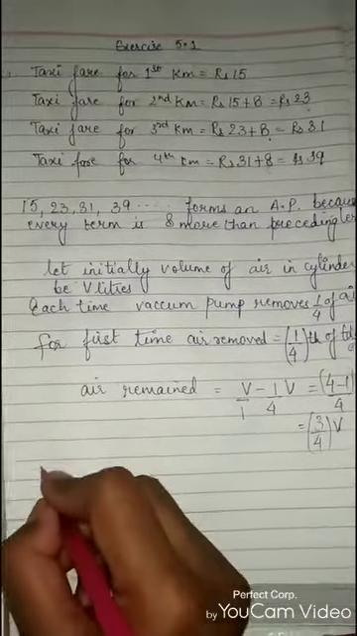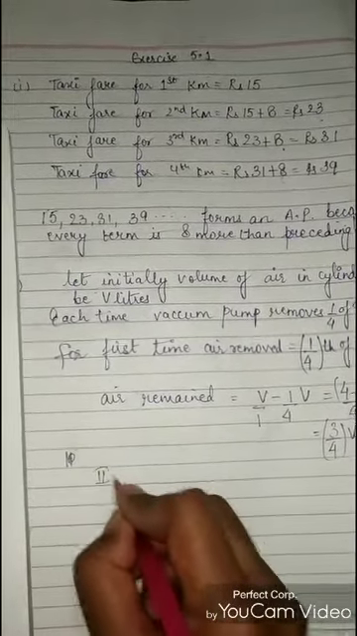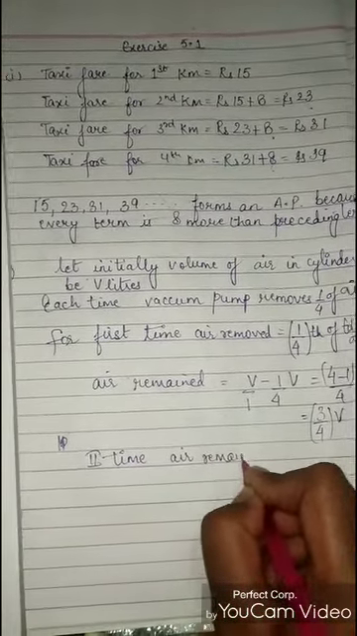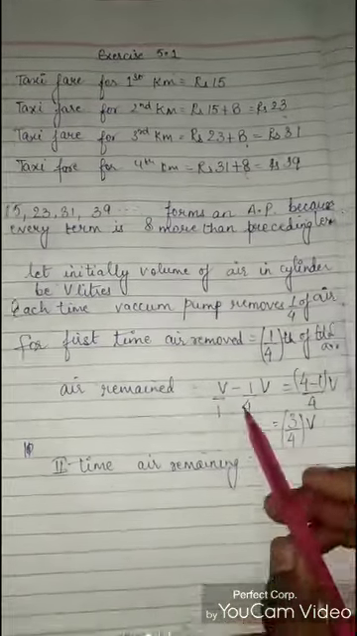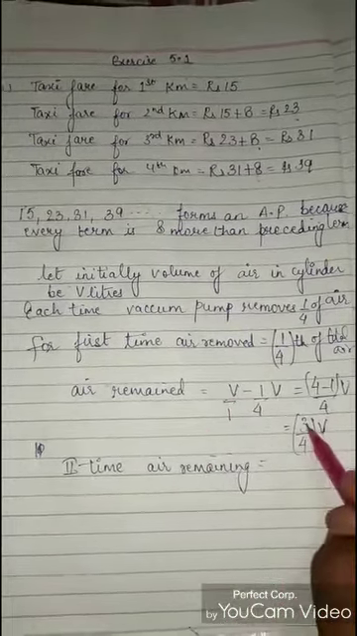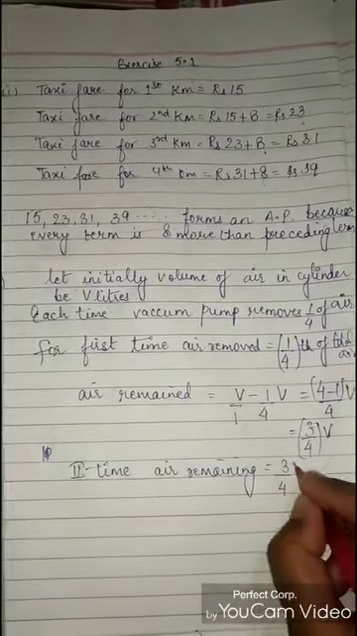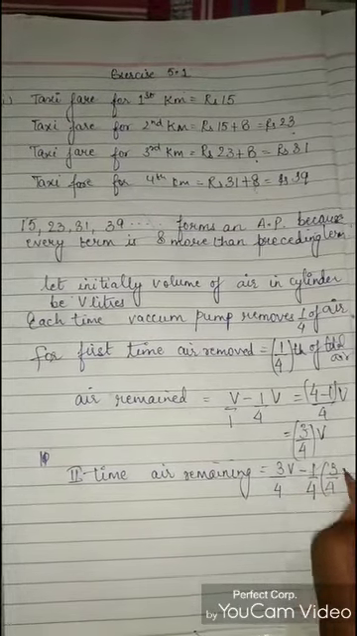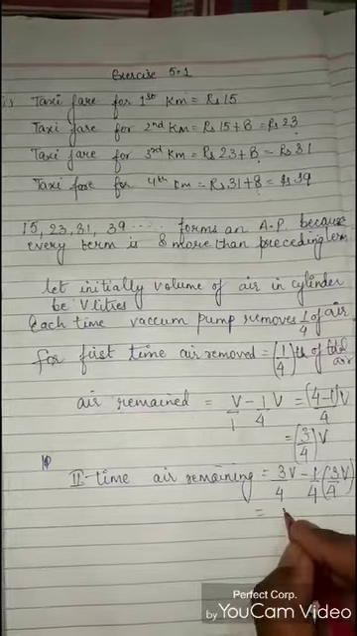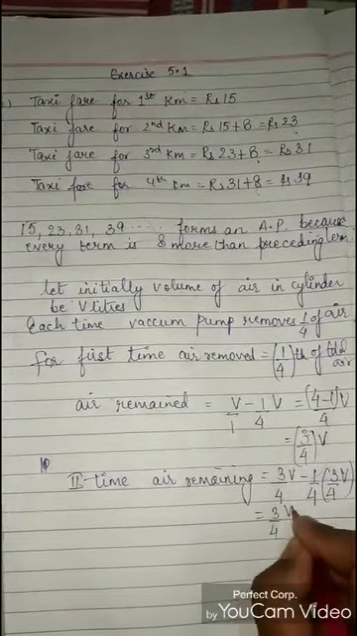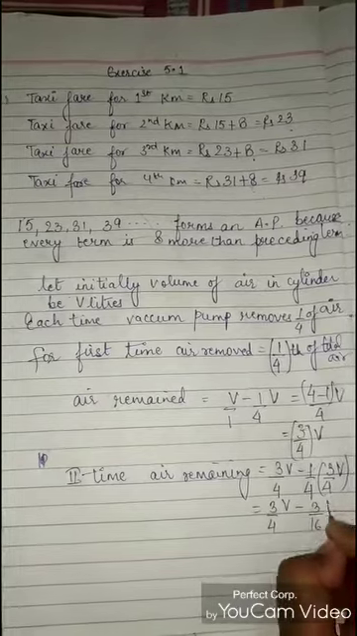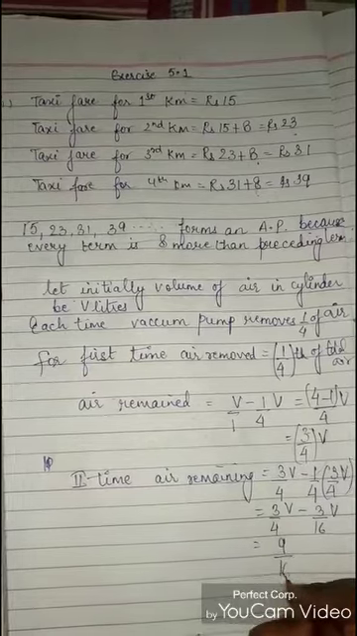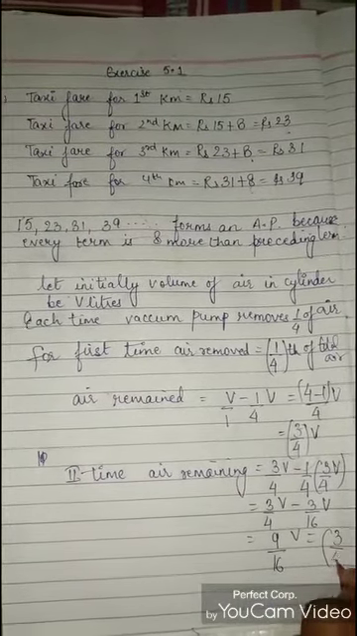Now the second time, the air remaining will be, now see what is the air remained after the first time. This 3/4 V, from it we have to subtract how much? 1/4 every time, of what? Of 3/4 V. Okay, when we solve this, you will get 3/4 V minus 3/16 V, right? Solve this, you will get 9/16 V. That means (3/4) square V.